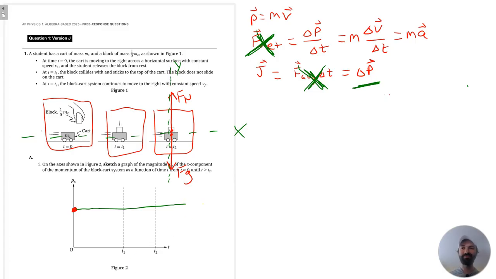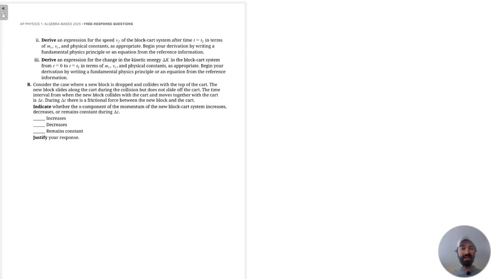Let's move on. The next question is asking us to derive an expression for the speed of the block cart system after time equals t2. So at the very, very end, what is the total speed in terms of mc, the mass of the cart, vc, the velocity of the cart in the beginning, and physical constants as appropriate. Begin your derivation by writing the fundamental physics principle or equation from the reference information. Okay, so let's do it.